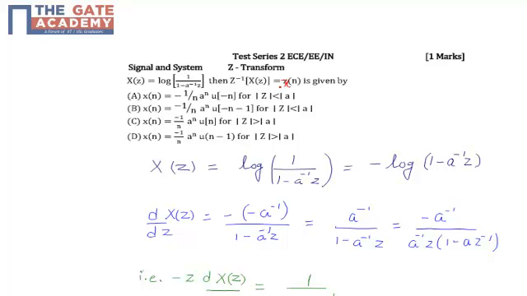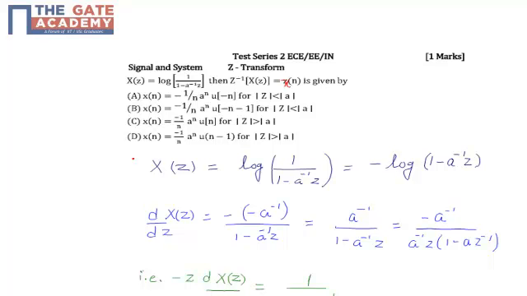Option C is x of n equal to minus 1 by n a raised to n u of n for mod of z greater than mod of a, and option D is x of n is equal to minus 1 by n a raised to n u of n minus 1 for mod of z greater than mod of a.